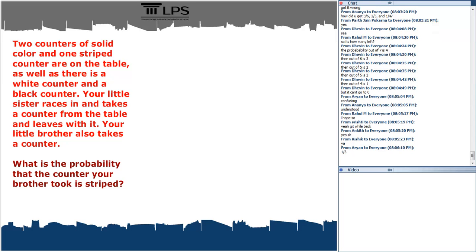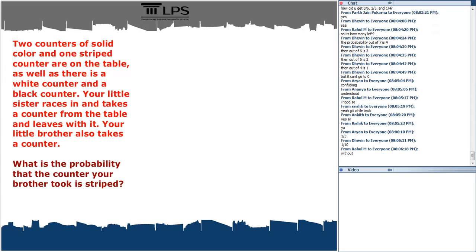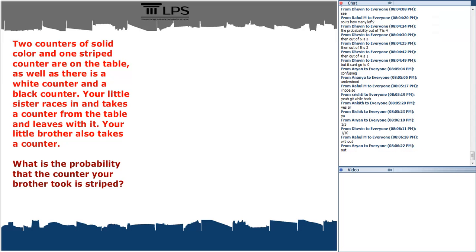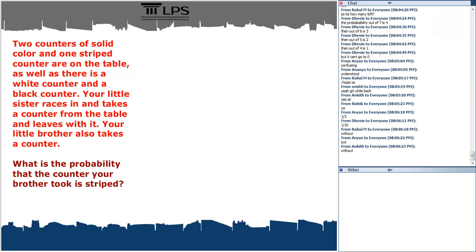First, answer the question whether this is a with replacement or without replacement case. Is it with replacement or without replacement? Excellent, Rahul. Yes, Ankit, Aniket, Aryan. Yes, very good.